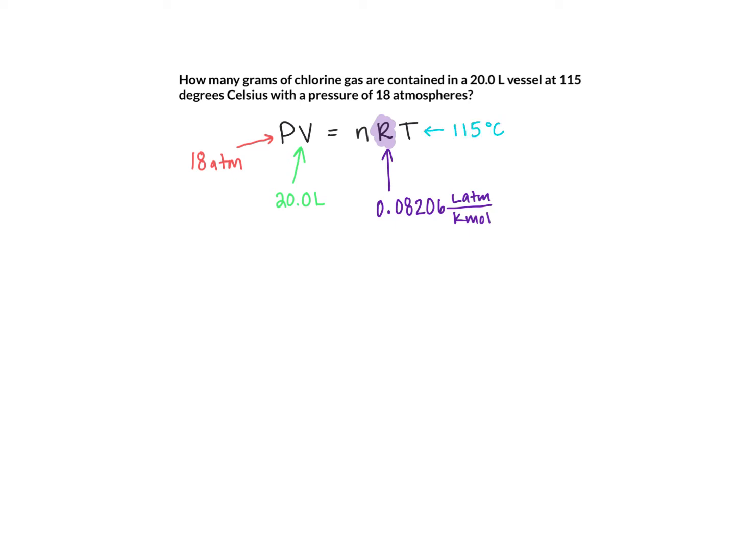The temperature we have is 115 degrees Celsius. We can't use that as it is because it's not in Kelvin. To convert Celsius to Kelvin, you add 273.15. That gives us 388.15 Kelvin. Now we just have to solve for the missing piece. You can do your algebra first, or you can plug in first. It's up to you. I like to do my algebra first.